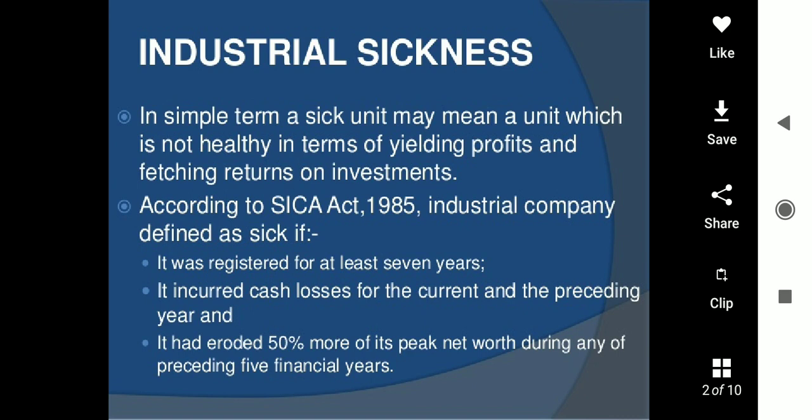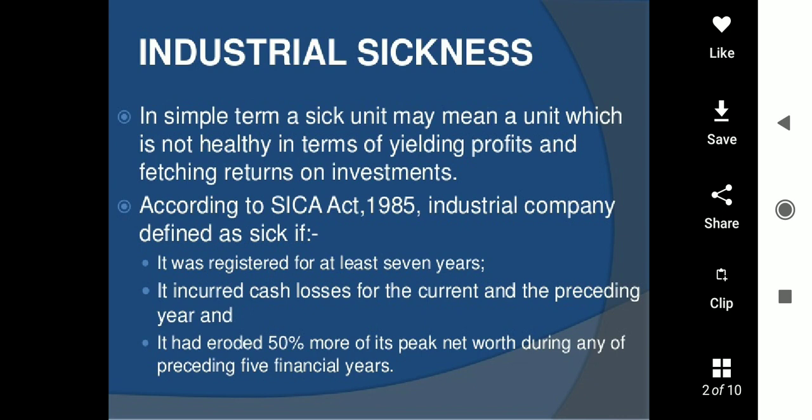So dear students, today we will discuss the concept of industrial sickness. So what is industrial sickness? Firstly, let us discuss the term industry. What is industry? Some of you say, sir, industry is a place where raw materials are converted into finished products, or maybe a company also. Yes, all of you are right. Industry is the place where raw materials are converted into finished products.